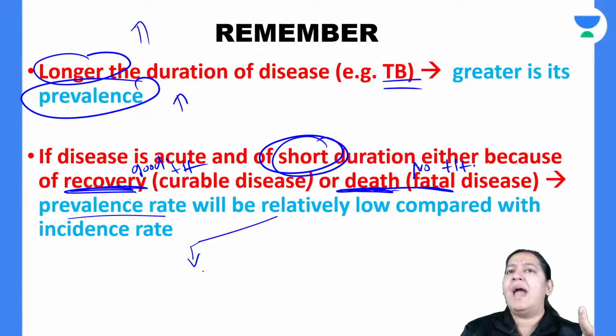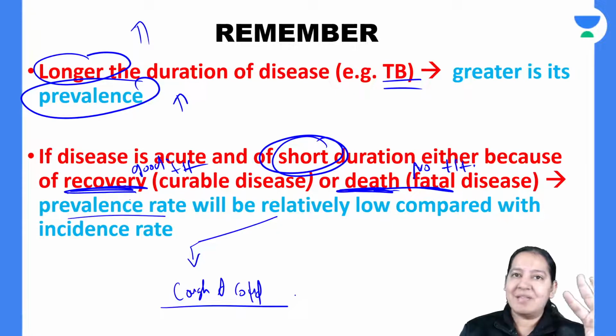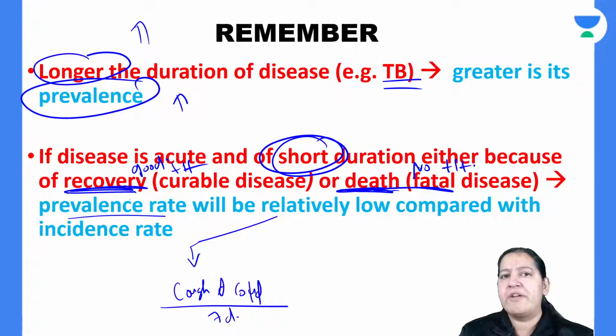Suppose you can say any disease, any cough and cold. We all have cough and cold very frequently. Currently, I am having cough and cold. The person can have it, but it will be treated within 7 days, maximum 7 days, right? And treatment is available. We have symptomatic treatment available for it.